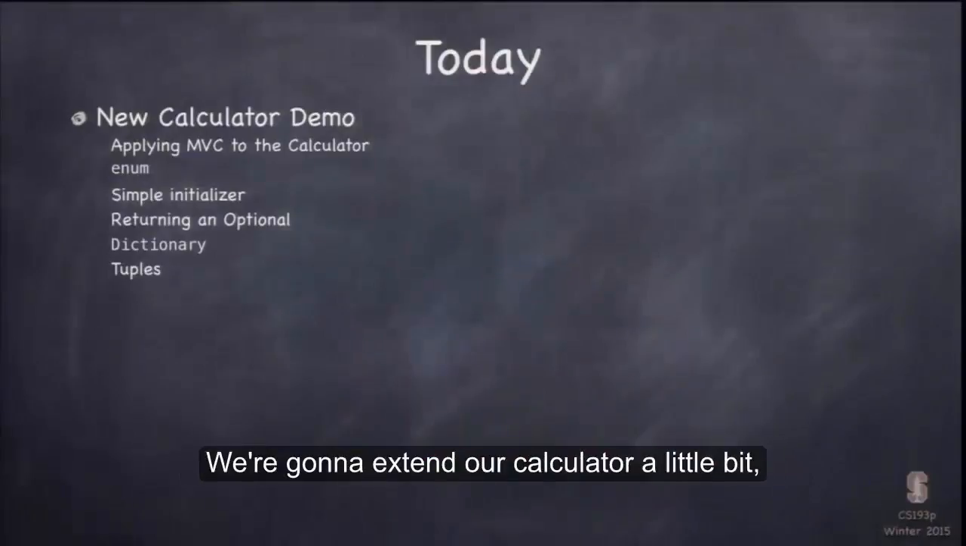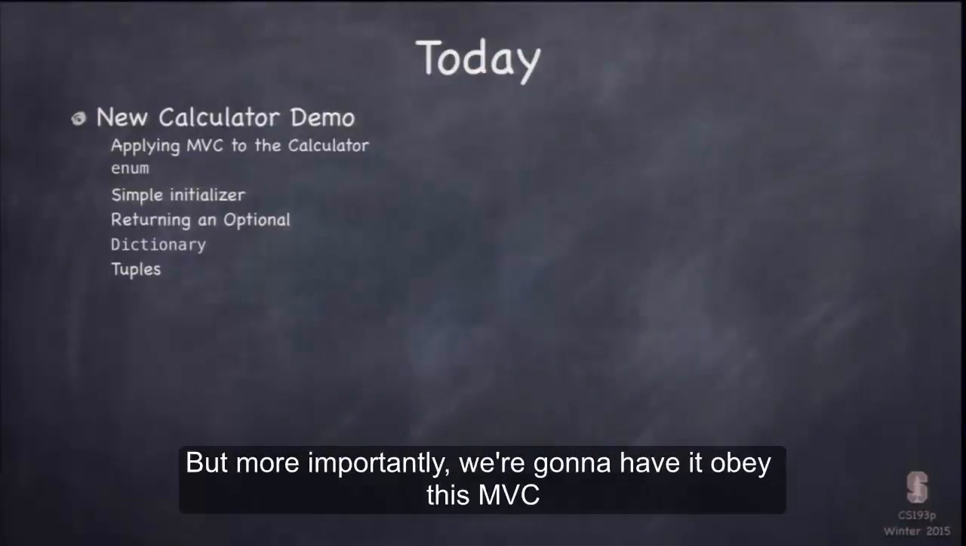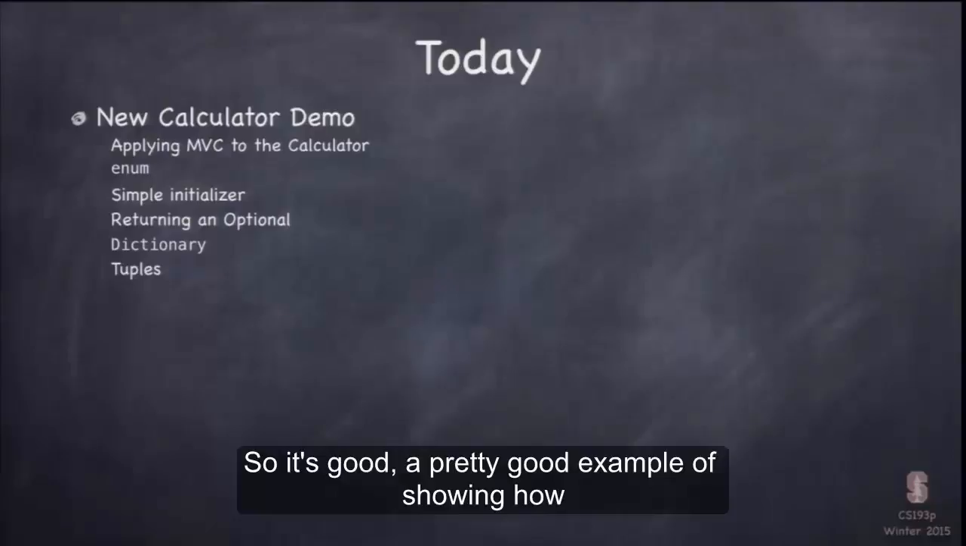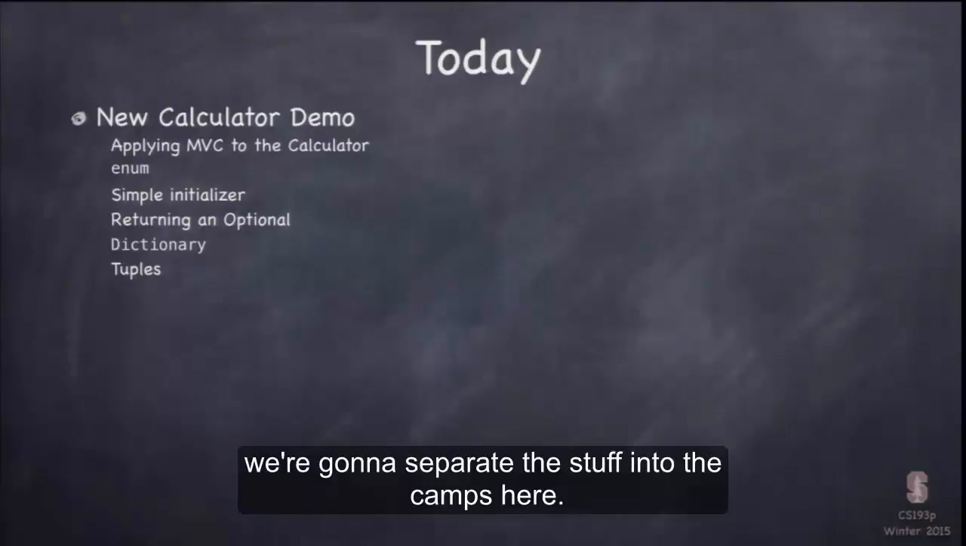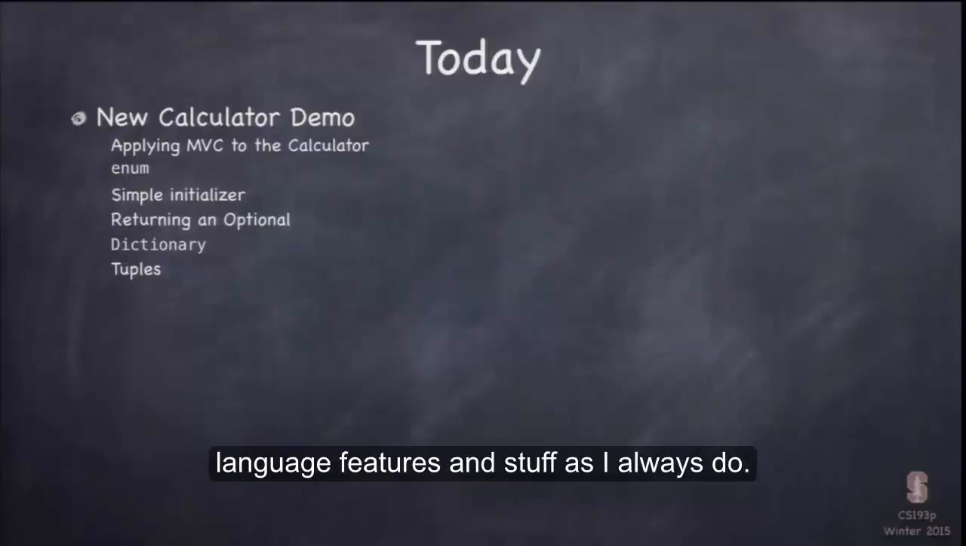So what we're going to be doing today is a demo. We're going to extend our calculator a little bit. We're going to make it more powerful. But more importantly, we're going to have it obey this MVC design paradigm. It's a pretty good example of showing how we're going to separate the stuff into the camps here. And we're going to cover a bunch of other things, language features and stuff, as I always do.